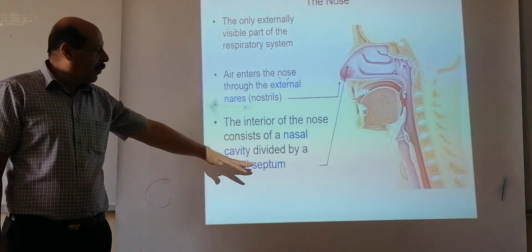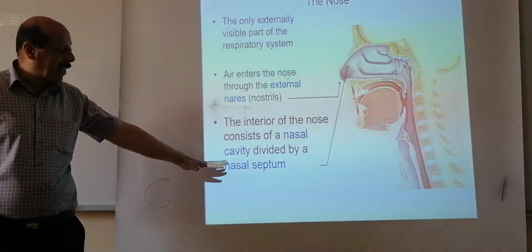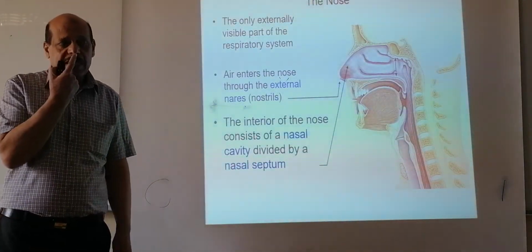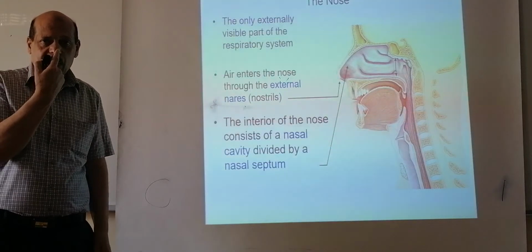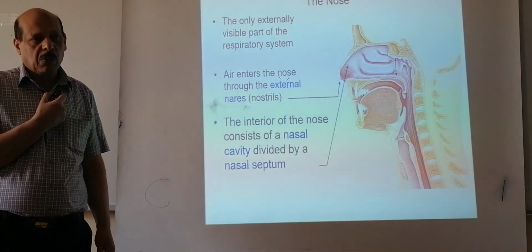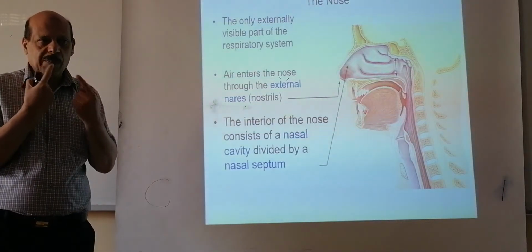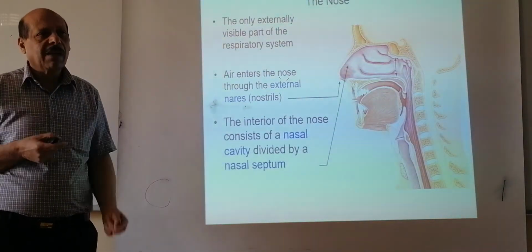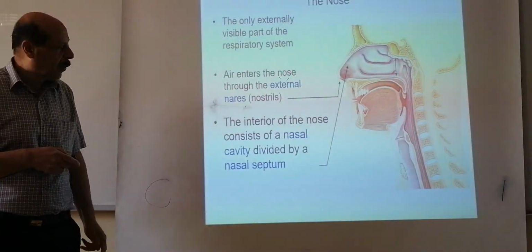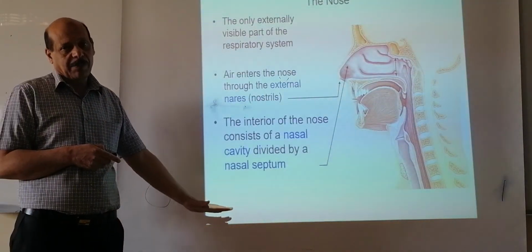The interior of the nose also consists of the nasal cavity, which is divided by the nasal septum. The nasal septum is the separation between the right side and the left side of the nose, the separation between the two canals that the air is going through. It is called the nasal septum.